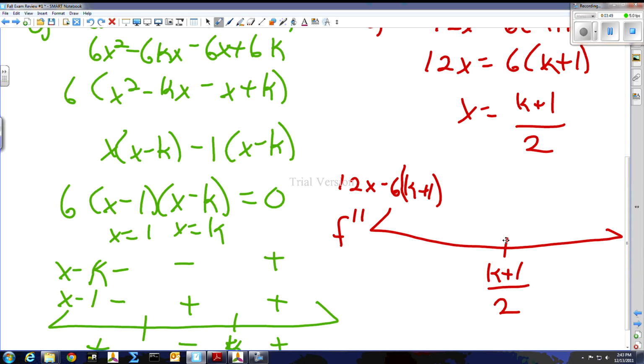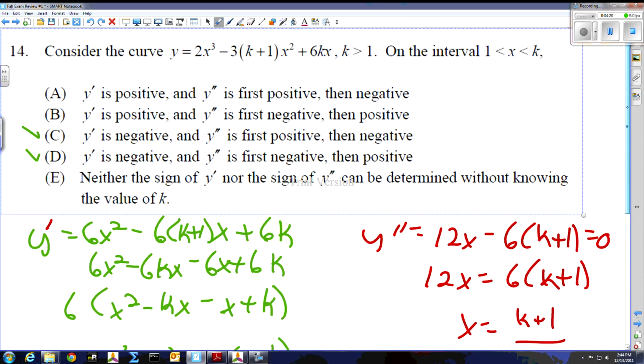So we know this number is still bigger than 1, so let's use something smaller than 1. What if we put 1 in here? Or what if we put 0 in for x? Well, we know that 12x would become 0, and k is already a positive number. Add 1 to it, it's still positive, but multiply it by negative 6, so it's a negative number. That tells us that the second derivative is decreasing at this area. So that leads us to believe that one of our two answers is correct up here, namely the one that says the first is negative and then it's positive.